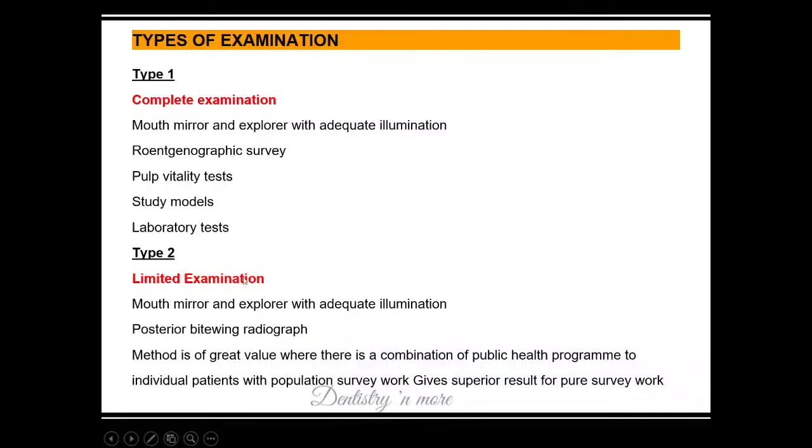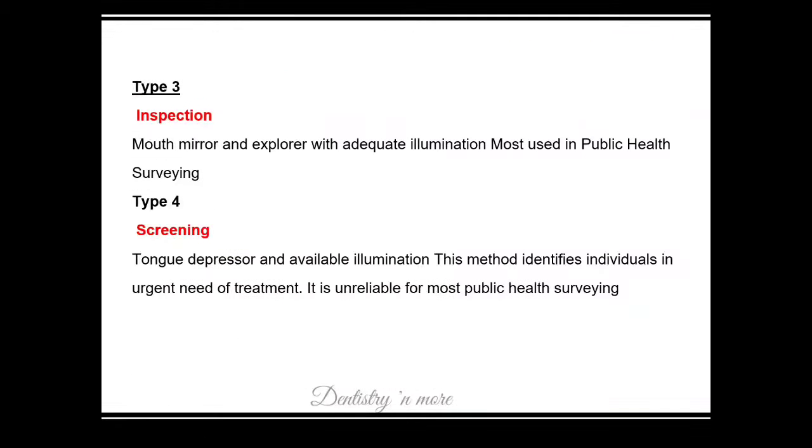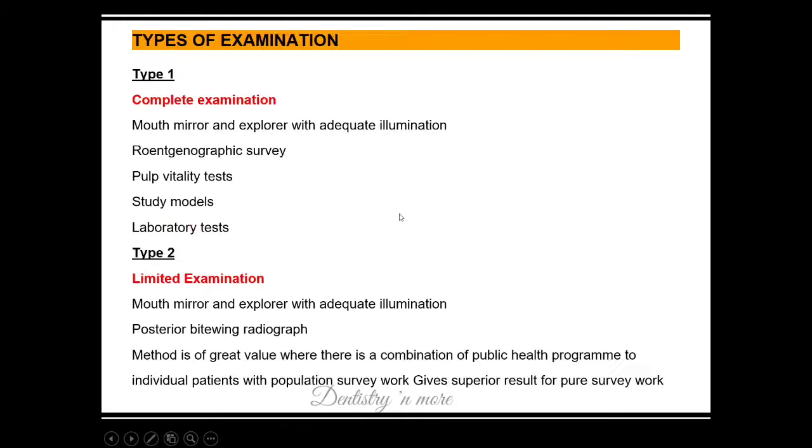Whereas type 2 is limited examination. We have mouth mirror, explorer with light, with radiograph. It can be used in surveys. Whereas type 3 inspection, it is only mouth mirror and explorer with light. It can be done in public health surveys. Whereas this type 2 is for the combination of public health program to individual patients with population survey.